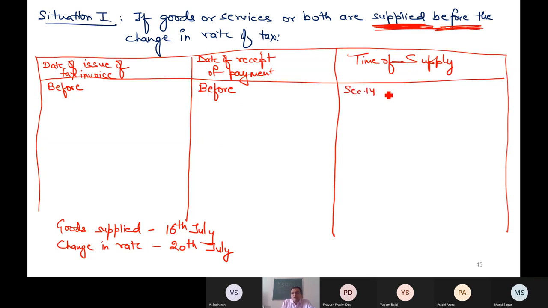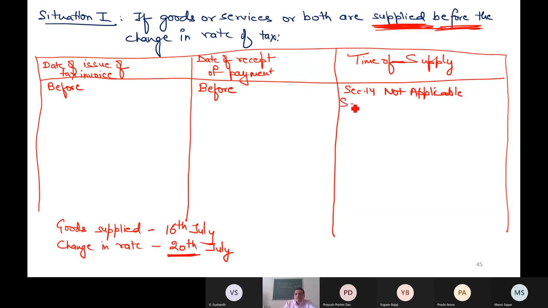Section 14 is not at all applicable. Why will I go for time of supply then? Because invoice date is before 20 July, payment date is before 20 July, goods supplied before 20 July. So everything is complete before 20 July. So this section 14 is not at all applicable. It's not that whenever date of change happens, always you should apply section 14. You have to learn when you will apply. If goods are supplied before change in date of tax, invoice issued before, payment made before, then why will you apply section 14? Not applicable, because all the things are over before change in date of tax.